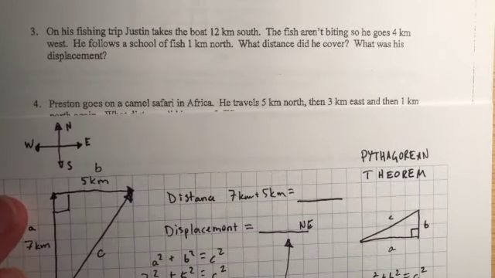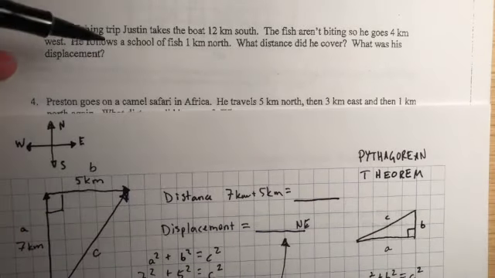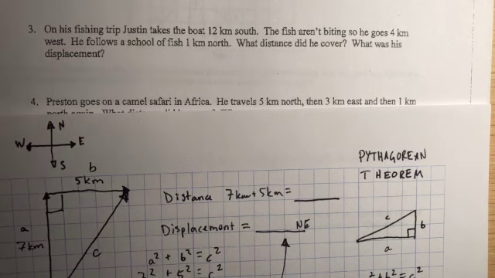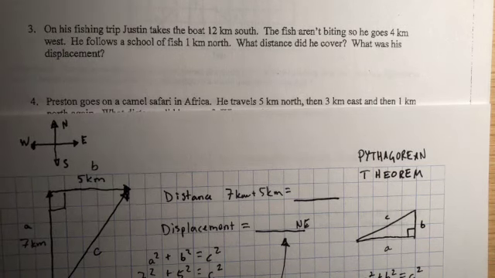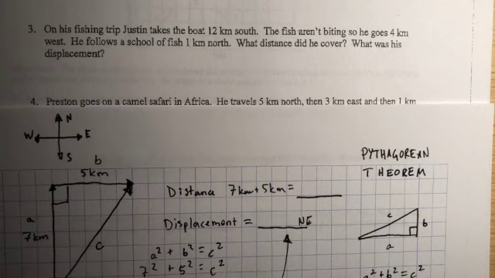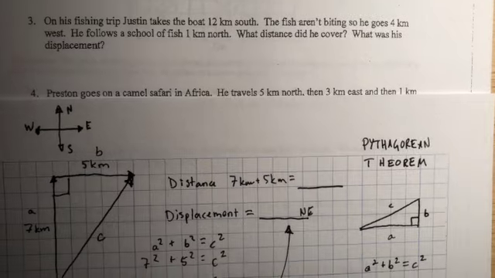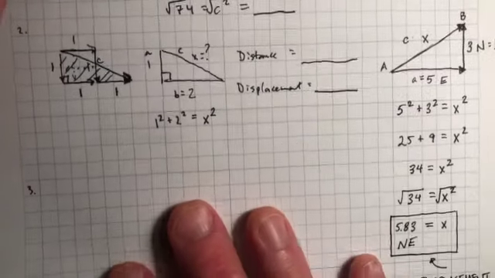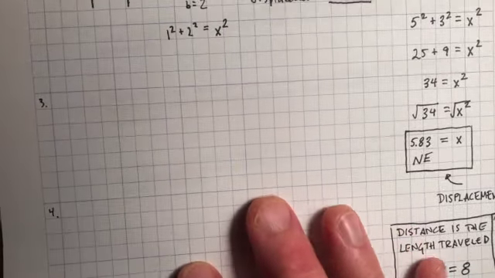Okay, number 3, on his fishing trip, Justin takes the boat 12 kilometers south. The fish aren't biting, so he goes 4 kilometers west. He follows a school of fish 1 kilometer north. What distance did he cover and what was his displacement? So we go south, west, and north. 12, 4, and 1.